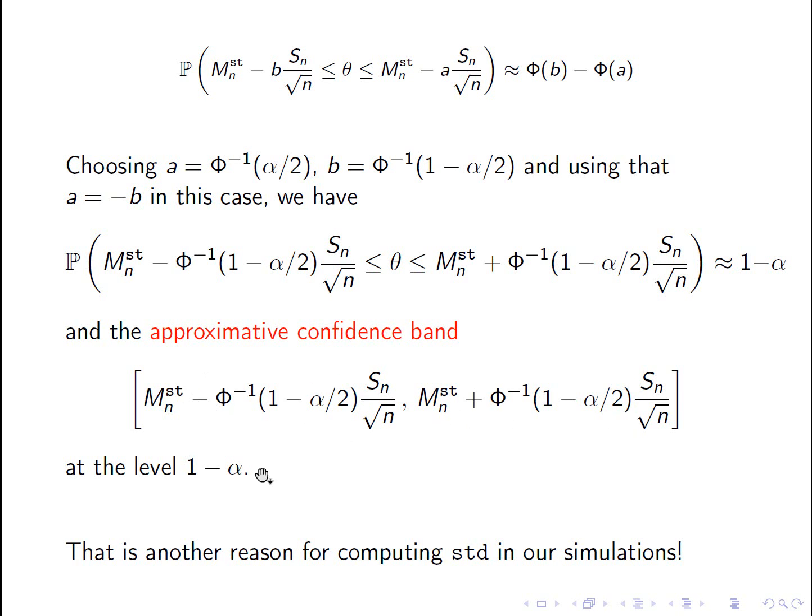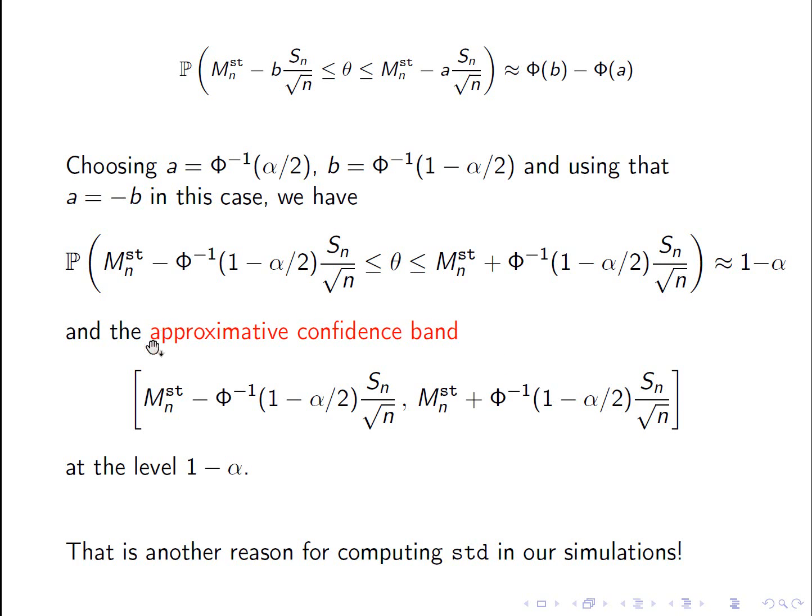Okay, here's one thing I should comment about. So here we have inverse of alpha half. Here we have inverse of 1 minus alpha half. And here we have only the second expression, but with a minus and a plus. So in this case, because we have quantiles of the standard normal distribution, we have the relation A equal to minus B, and we end up with this expression.